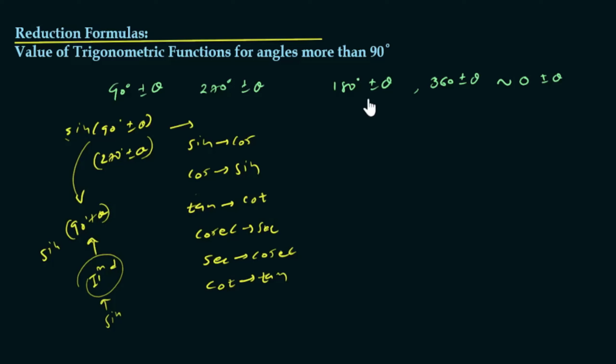If the angle is 180 plus or minus theta, or 360 plus or minus theta, or it can be 0 plus or minus theta as well, then you will keep sine as sine only, cos will be kept as cos, and tan will be kept as tan. So there will be no change in the trigonometric functions. Let us see how to reduce trigonometric functions for angles more than 90 degrees.